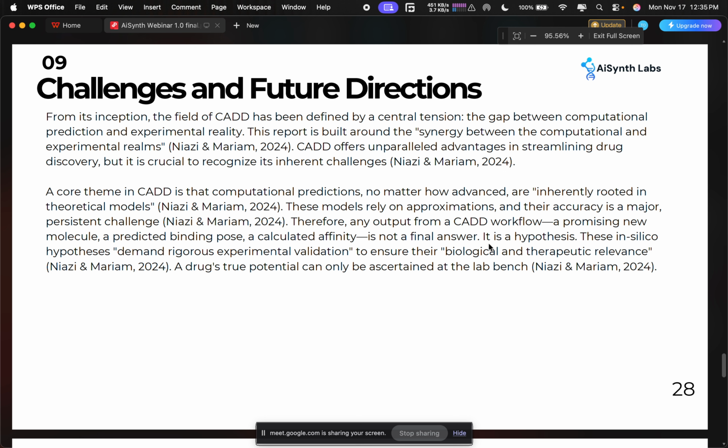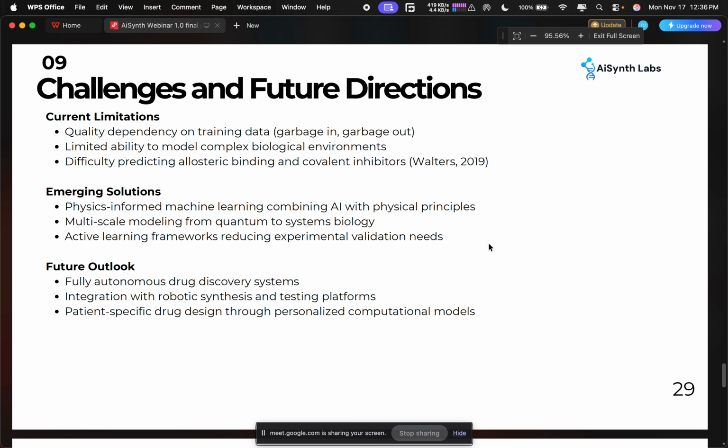But that doesn't mean CADD removes experimental validation. You have to validate it experimentally because the human body has so many nuances, so sophisticated, so many things working together to make the human body tick. And one drug can be the downfall of a person. So you have to test it. It's a must. Yeah. So the current limitations, like I said: quality depends on training data, garbage in, garbage out. If you feed it wrong data, it gives you nonsense as well.